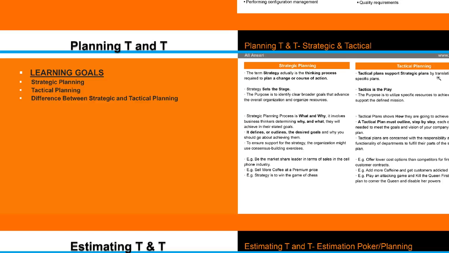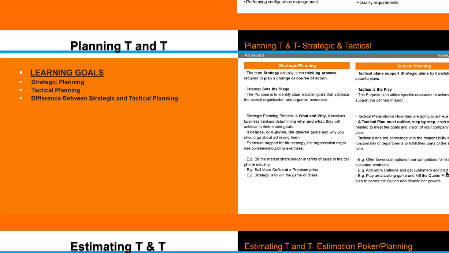An example for strategic planning would be to become the market share leader in terms of sales in the cell phone industry. Another: sell more coffee at a premium price. So this is our strategic plan. Now, a tactical plan example would be to offer lower-cost options than competitors for the first year of customer contracts. Then the other tactical plan for the coffee is going to be to add more caffeine and get the customers addicted.